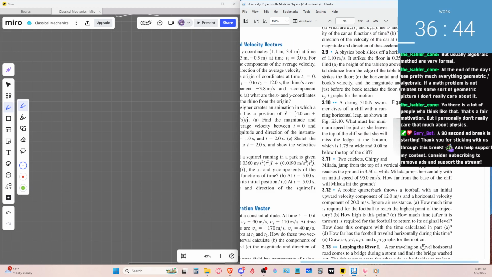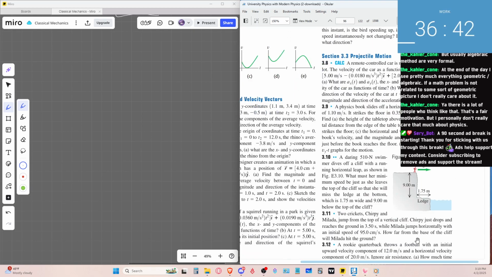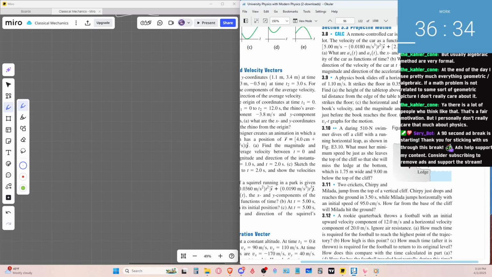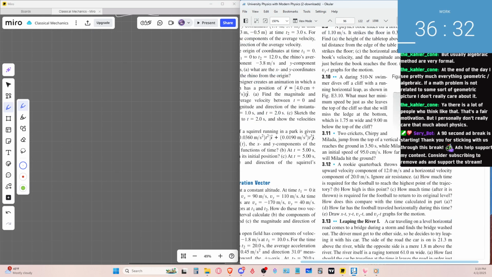Acceleration vector, projectile motion. Okay, let's get into this one. I've done this one already. I think I've done this more than a couple times, so I don't want to do the same problem over. I want to actually do something different.